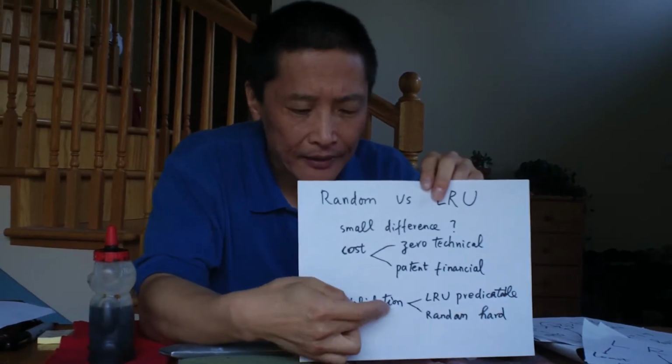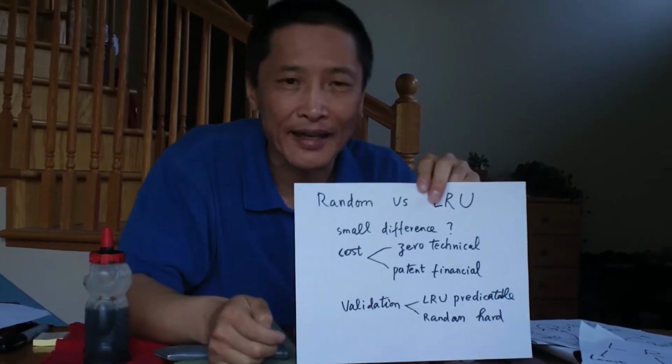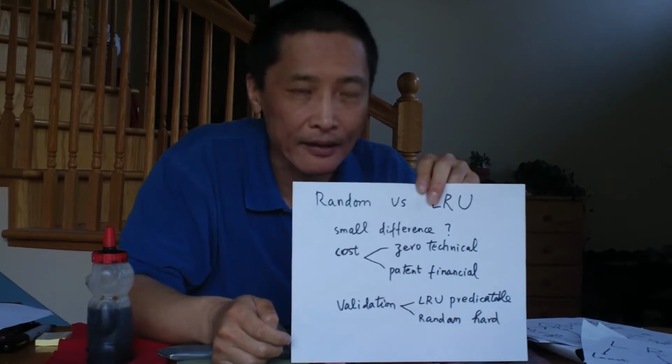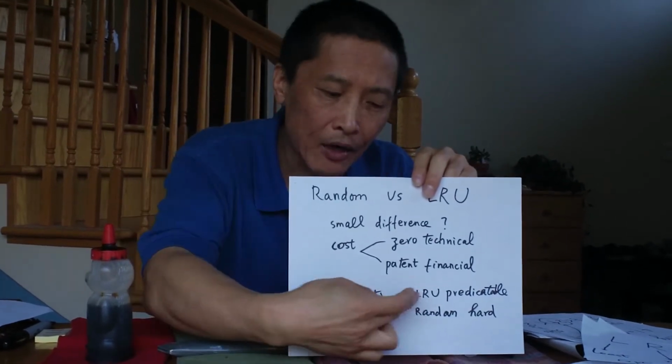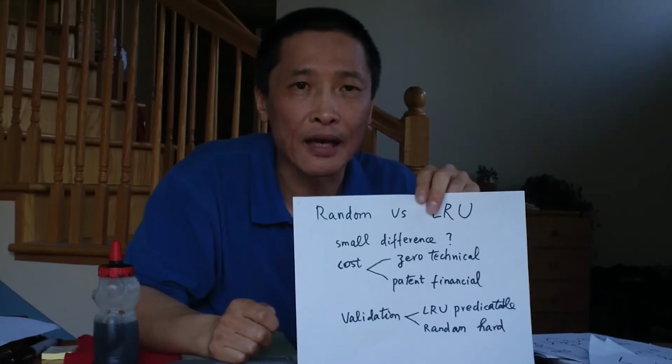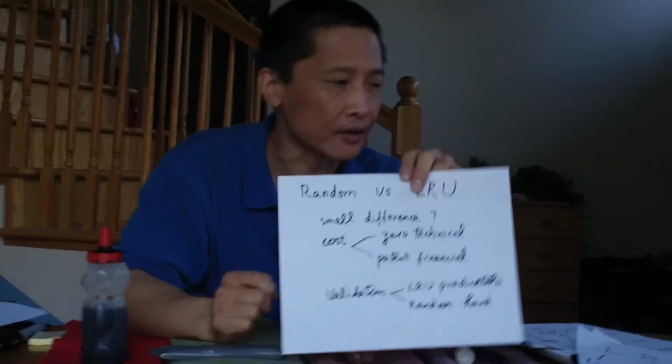The advantage of validation, of course: with random, you can't predict. You don't know how to validate. It's very tough to validate. The LRU is very predictable. You know exactly how to validate, and that's an advantage.